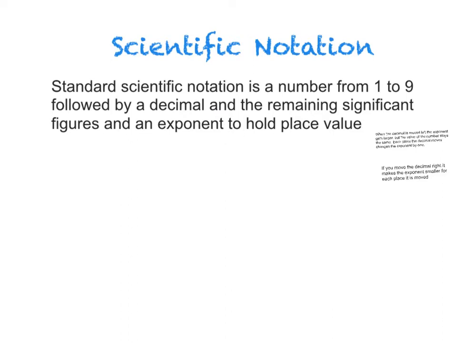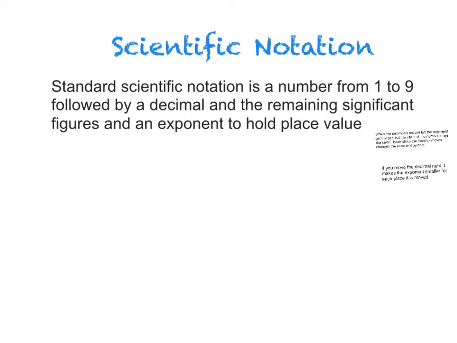The first topic that we're going to talk about is scientific notation. And basically what scientific notation is, it's a way for us to write only the significant figures of a large or small number. In standard scientific notation, it's always a number from 1 to 9, followed by a decimal and the remaining significant figures, and it has an exponent to hold place value.